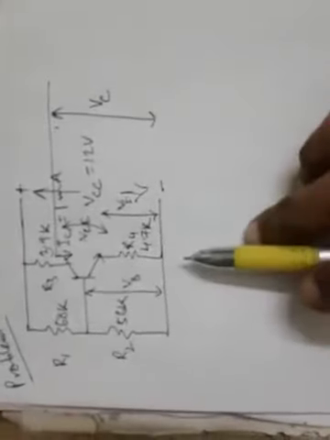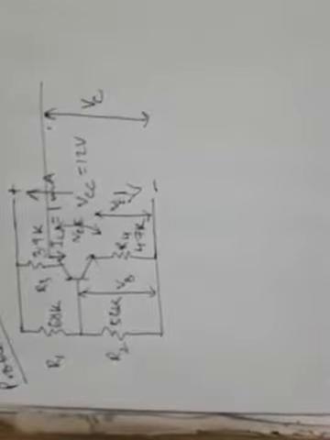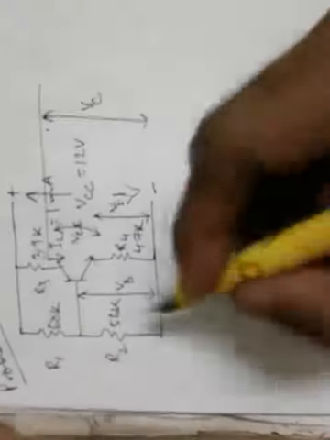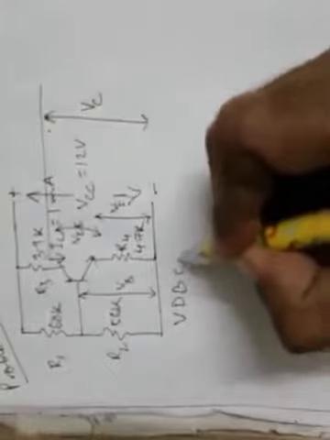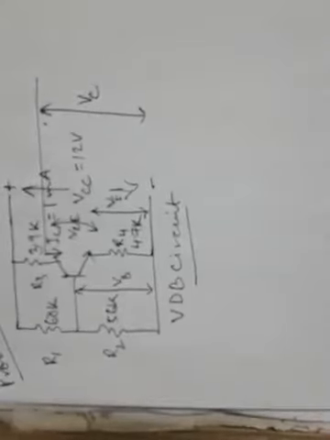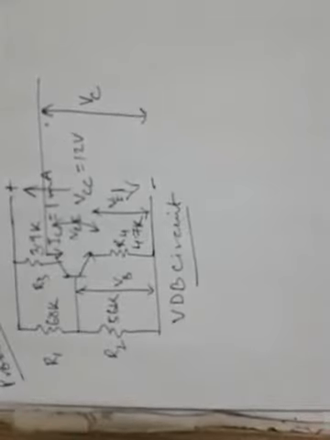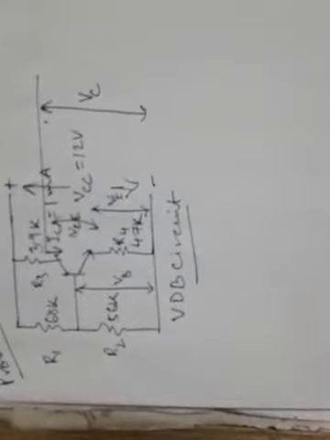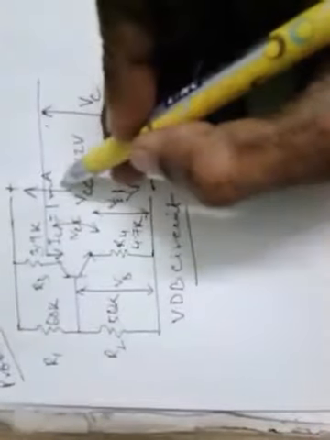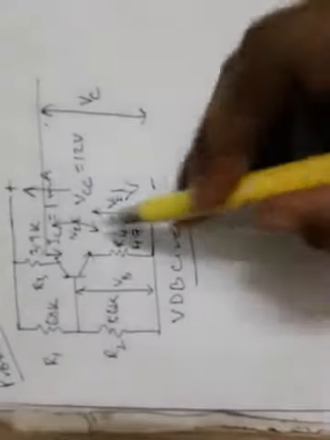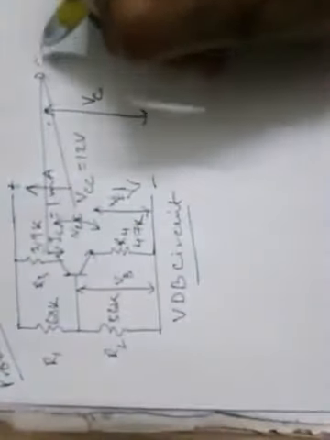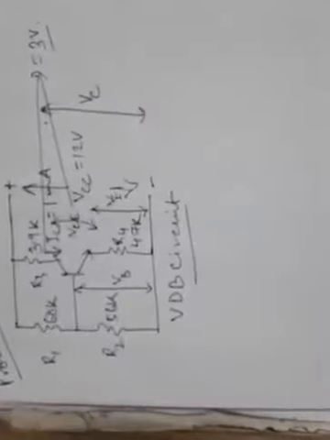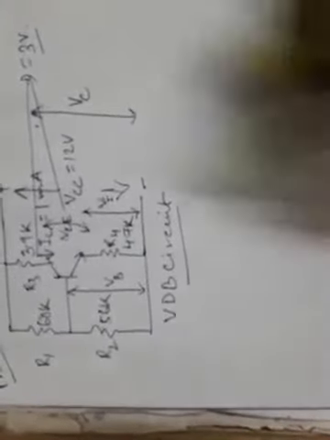So this is another problem. We need to design a voltage divider bias circuit from this given circuit, and VCC is given as a 12 volt supply. The bias conditions to be maintained: IC equal to 1 milliampere and VCE equal to 3 volt. So this is the design condition or bias condition to be maintained. Now let us start the solution.